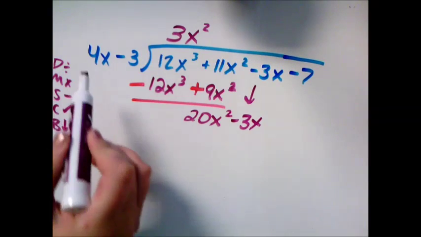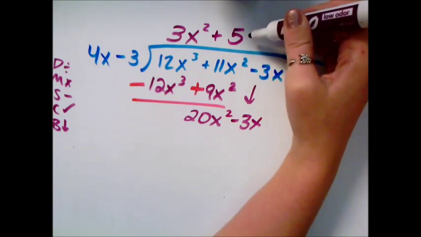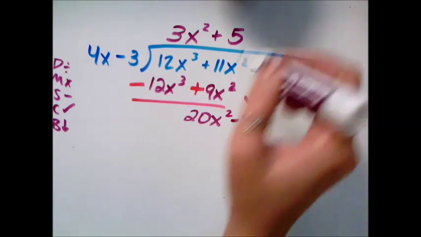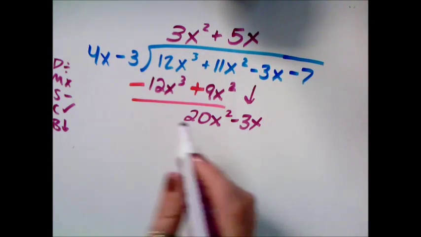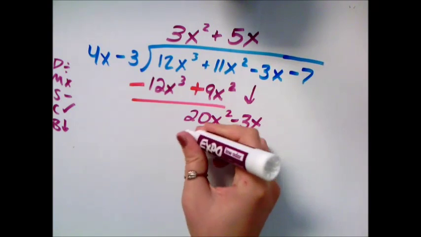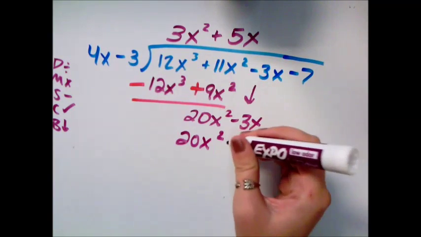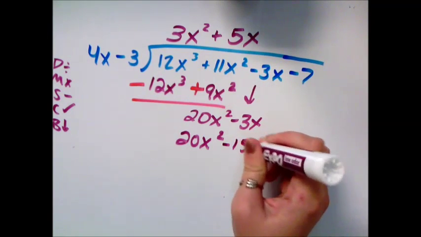So back to divide. How many times does 4x go into 20x? Well, 4 times 5 will give us 20. And x times x would give us x squared. And so now we're to multiply. 5x times 4x is 20x squared. And 5x times negative 3 is negative 15x.